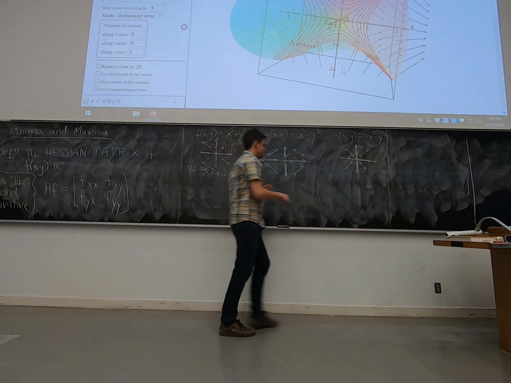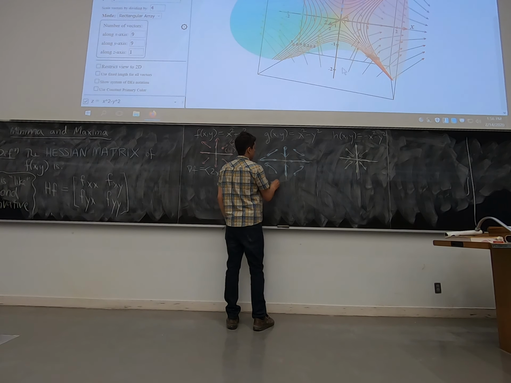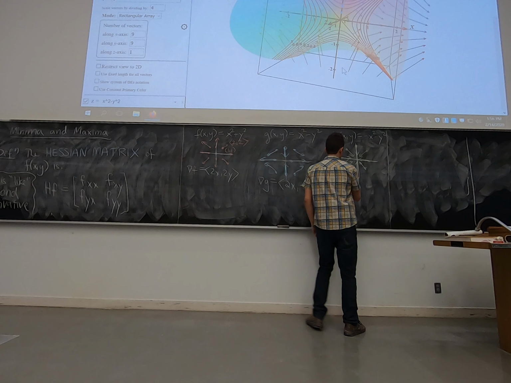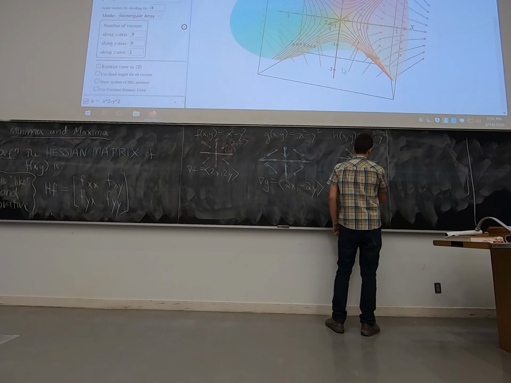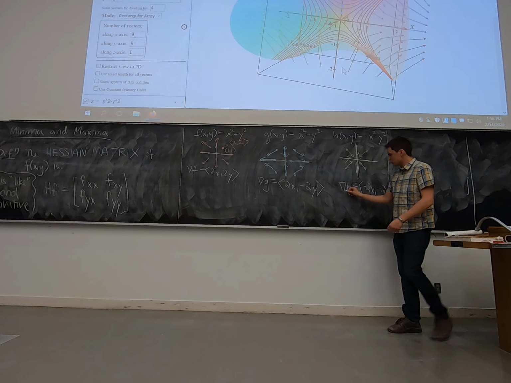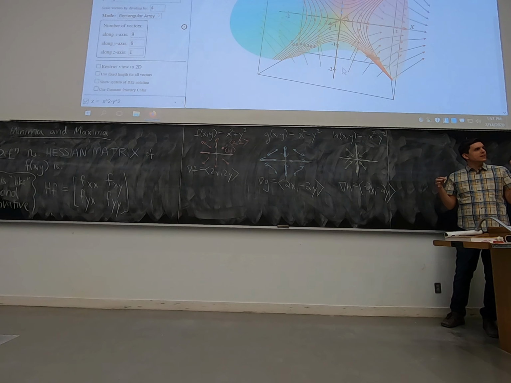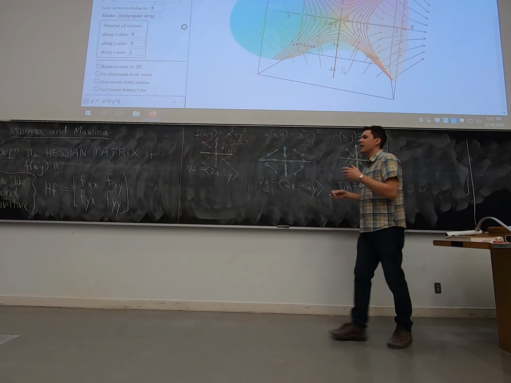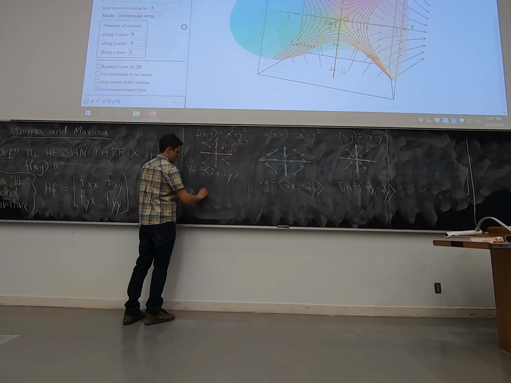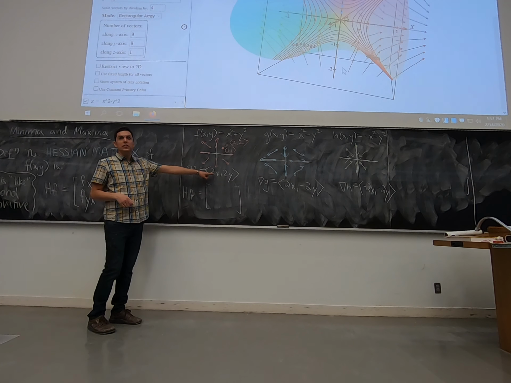Good, so I'll write down our gradients. And this issue of stability, we can detect by looking at our Hessian matrix. To take our Hessian, we take the derivatives of our partials.